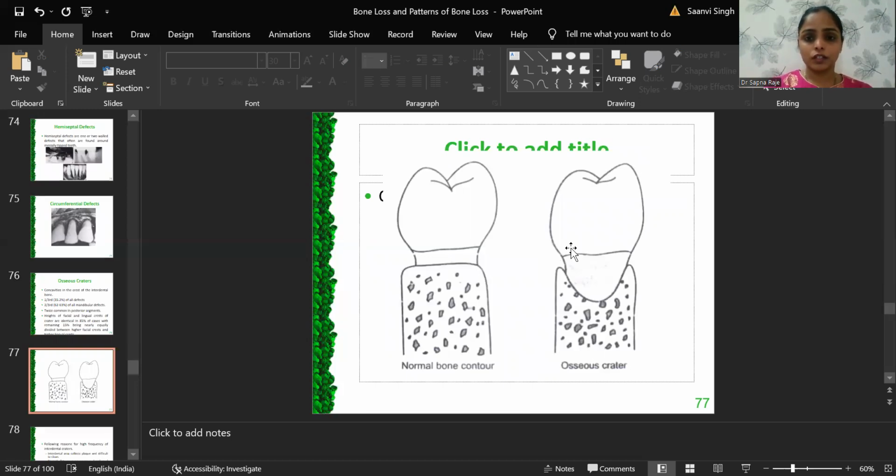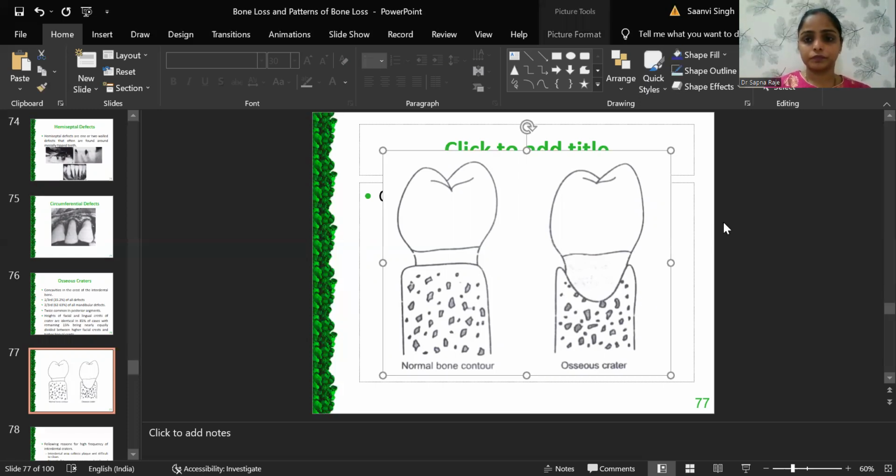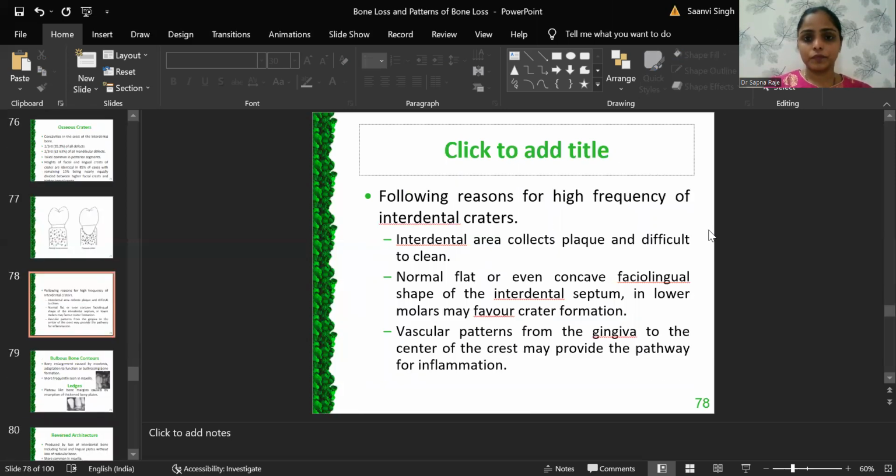Here you can see the craters in the interdental area. The following are reasons for the high frequency of interdental craters: the interdental area collects plaque and is difficult to clean; the normal flat or even concave facial-lingual shape of the interdental septum; and vascular patterns from the gingiva to the center of the crest may provide a pathway for inflammation.